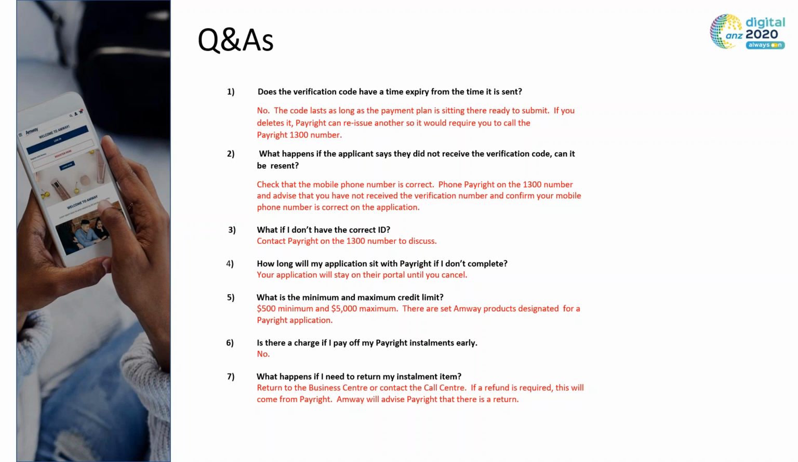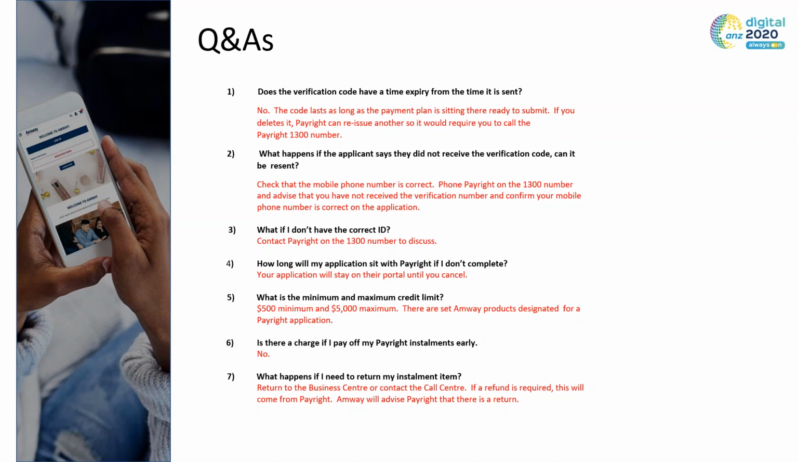Another question that we often get asked is, what's the minimum and maximum credit limit? Well, there's a $500 minimum and a $5,000 maximum. And there are set Amway products designated for a PayRight application, and they'll be available to see on the website. Is there a charge if I pay off my PayRight instalments early? A definite no. There's no charge if you decide to pay your instalments off early.